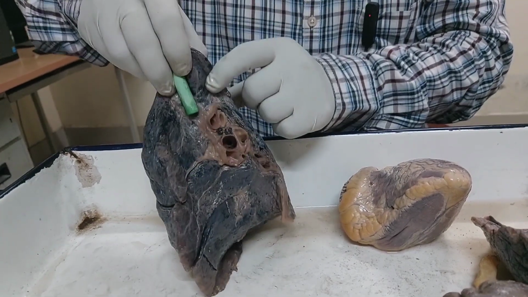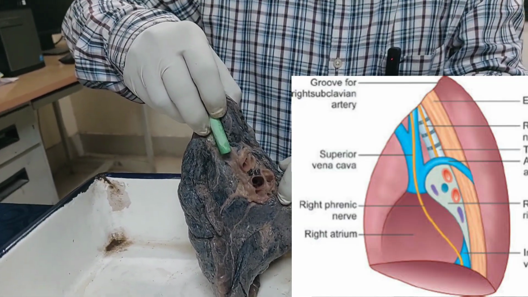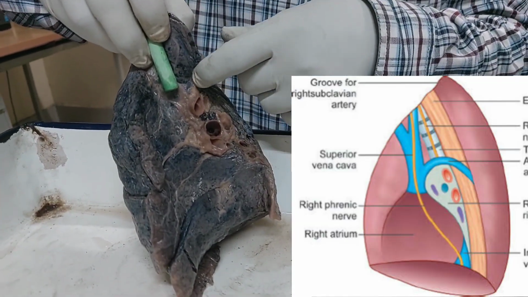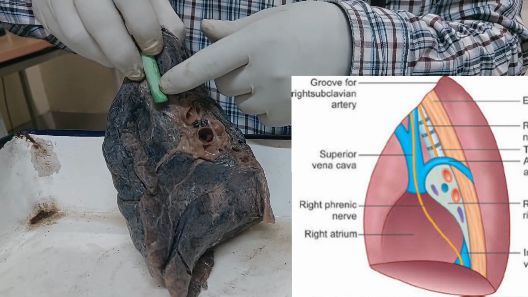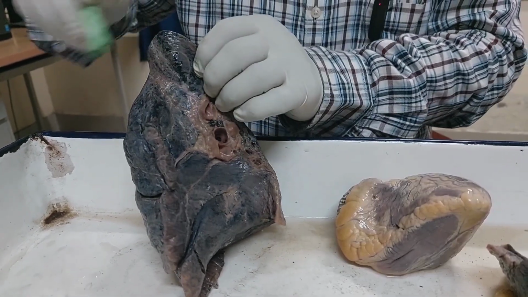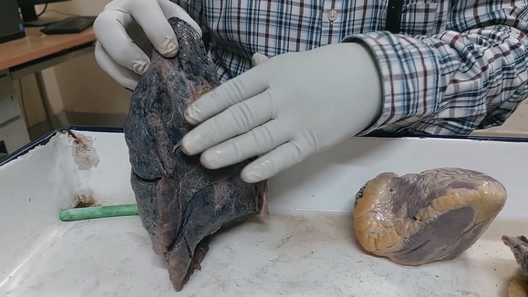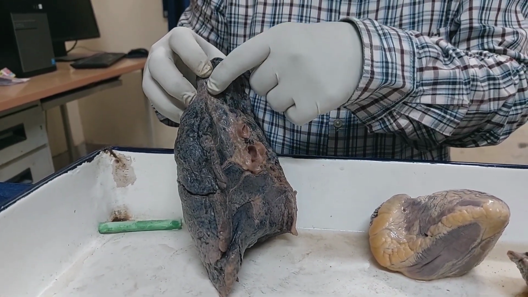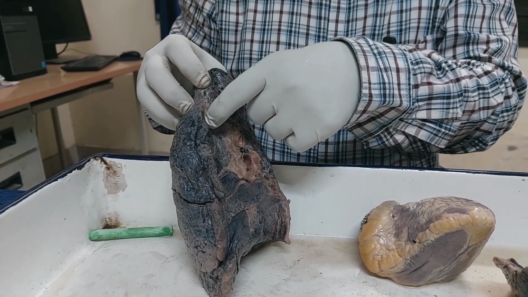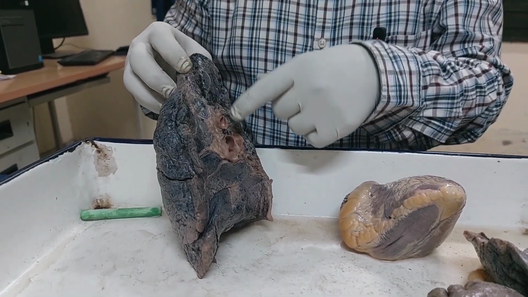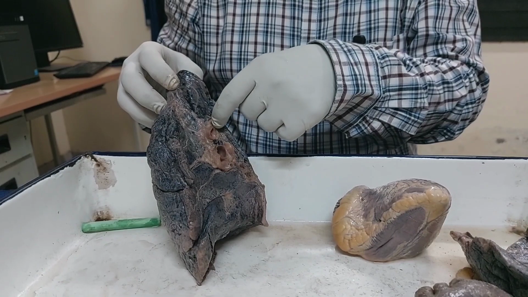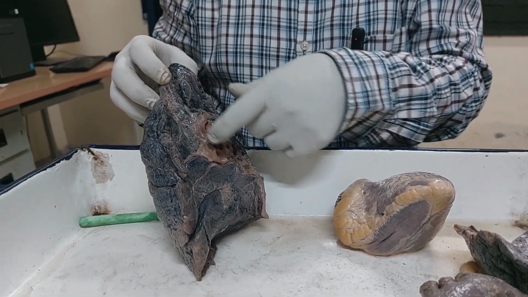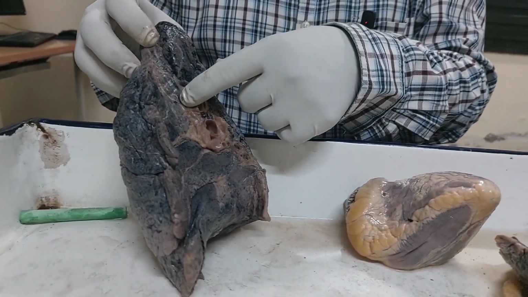And this azygous vein is coming from the lower side behind the hilum, then arching over the hilum and ends in the superior vena cava. So here you will get the impression for the heart, impression for superior vena cava, and towards the apex, impression for the brachiocephalic trunk and impression for the brachiocephalic vein. And posteriorly, azygous vein, and above the hilum is the arch of the azygous vein.